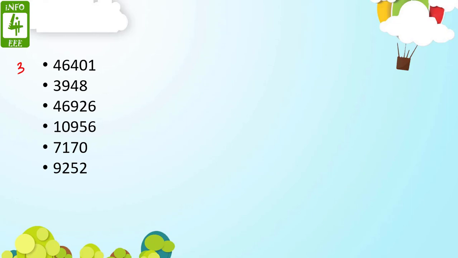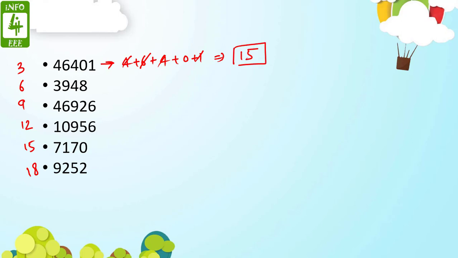So just check 3, 6, 9, 12, 15 and 18. So for 3, you need to sum all the digits. So what you will do is like this. 10 plus 5 is 15, and yes, 15 is divisible by 3. So we can say yes, this number will be divisible by 3.